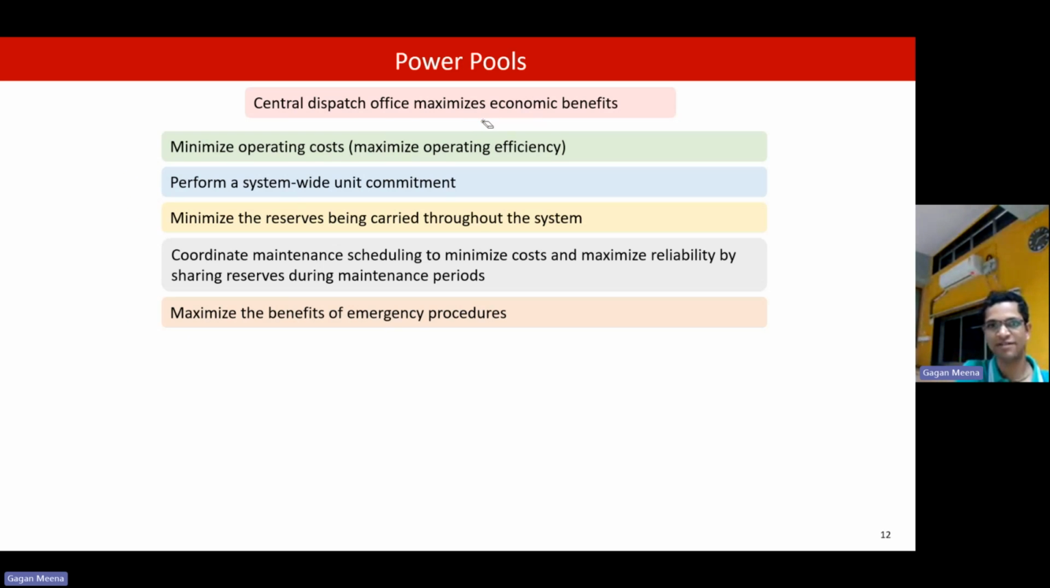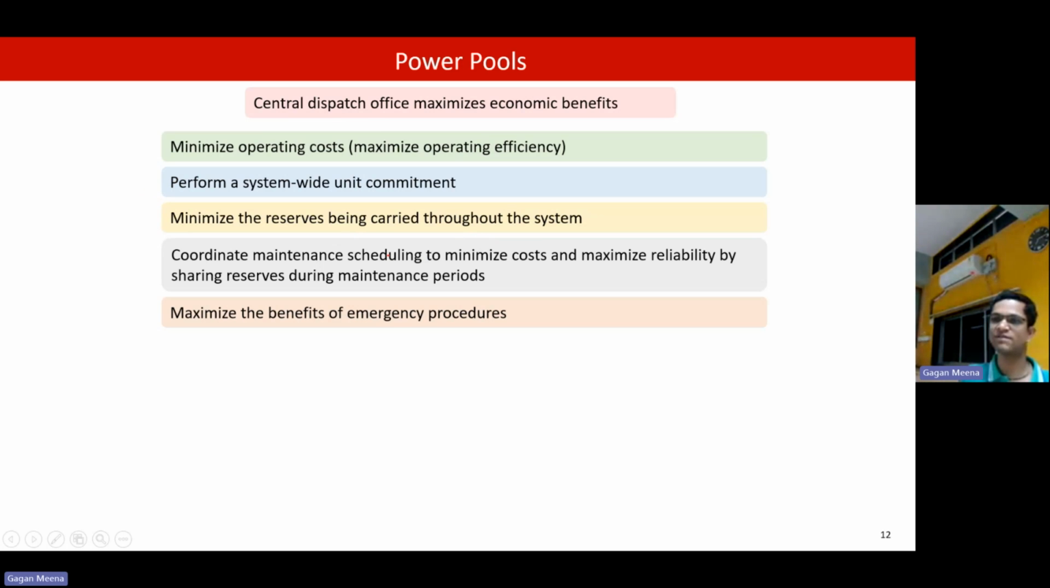maximizing the economic benefits, which directly or indirectly results in minimizing the operating cost. When we try to minimize the operating cost, it will maximize our economic benefit. The central dispatch office also performs a system-wide unit commitment. So all these things the central dispatch office tries to achieve. It performs a system-wide unit commitment and tries to minimize the reserve being carried throughout the system.